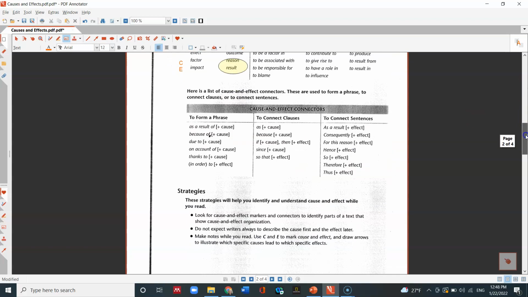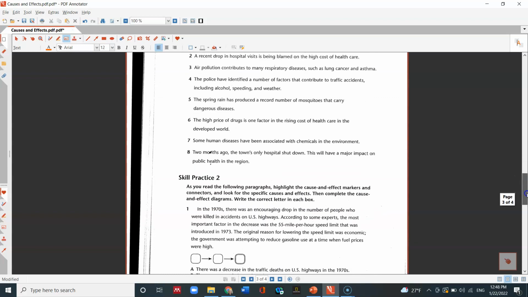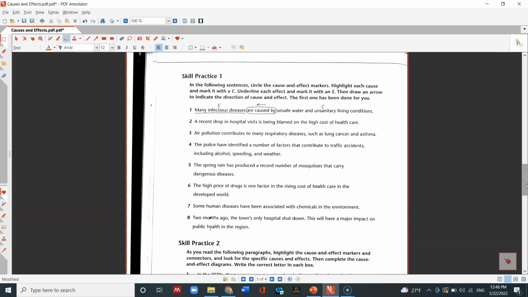We also have here a list of cause and effect connecting words. The connecting words show a cause or an effect. And in this area, you can see that they've noted in your book whether it shows a cause and an effect. So let's see how to use this information. In skills practice 1, I'm going to do one together and then I will also show you how to do the other ones. So for this skills practice, you need to mark the cause and mark the effect and show the direction by circling the cause effect marker.